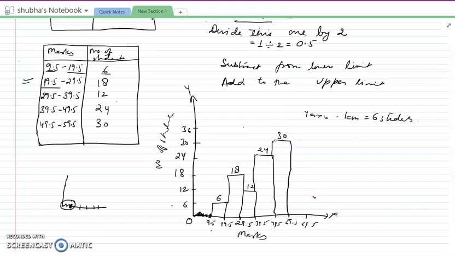Now we'll be starting with frequency polygon and frequency curve and further. So please go through this carefully, make your notes, try to solve the questions, and if there are any queries you can ask me anytime. God bless you all. All the best.